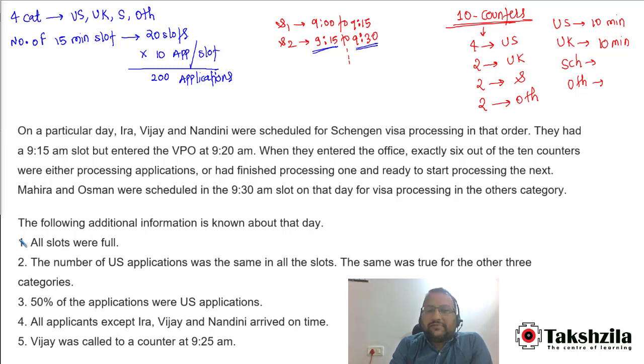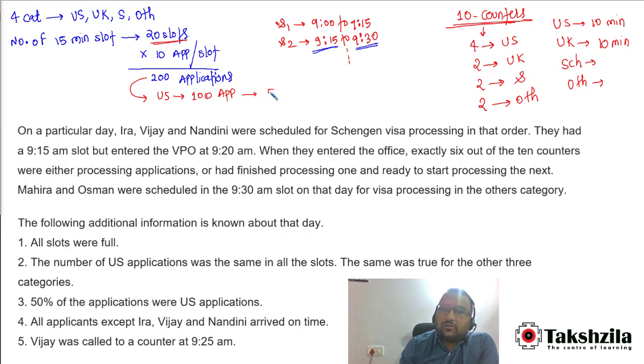Statement number 3 is 50% of the applications were US. So now let's have a look at it. Total 200 applications are here. Out of these 200 applications, 100 applications are for the country US. And there are 20 slots in total. So these 100 applications get divided equally between 20 slots. So that is 5 US applications in each slot. This is what we can conclude over here.